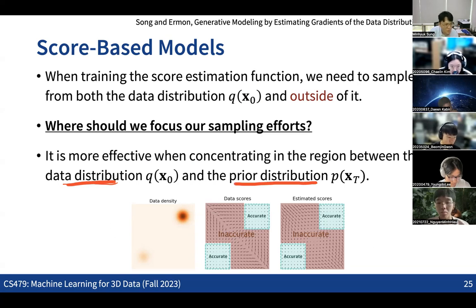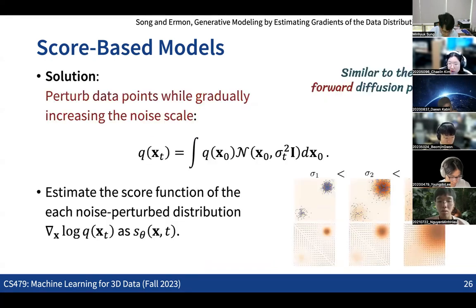So that's what we are going to do. To get samples from the intermediate space, we are perturbing the data points gradually, so that we are not only concentrating on those samples, but having dispersed samples over the entire space. And for those samples, we now compute the score.